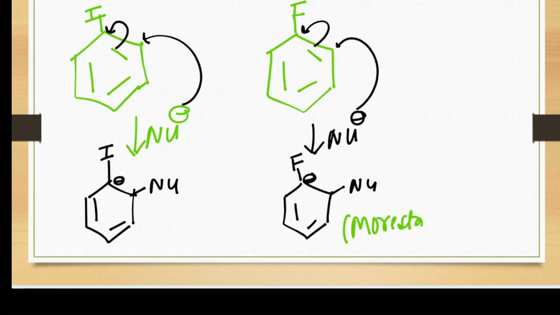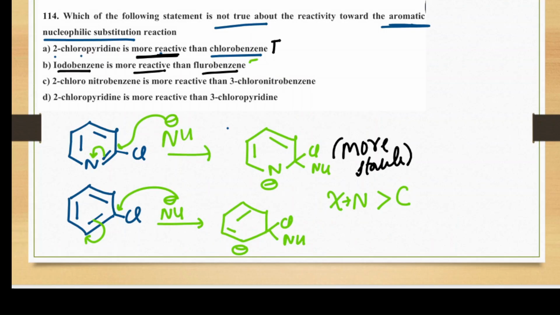The reason for that lies in the fact that fluorine is more electronegative as compared to iodine. So this is not going to be the correct statement, which says that iodobenzene is more reactive; rather, fluorobenzene is more reactive. So this is going to be the false statement in this case. We want to find the incorrect statement only, so B is the correct option.